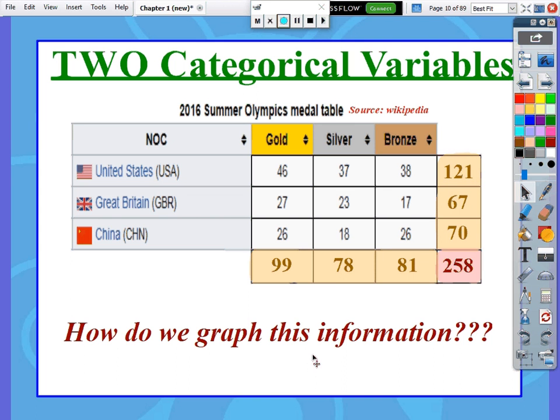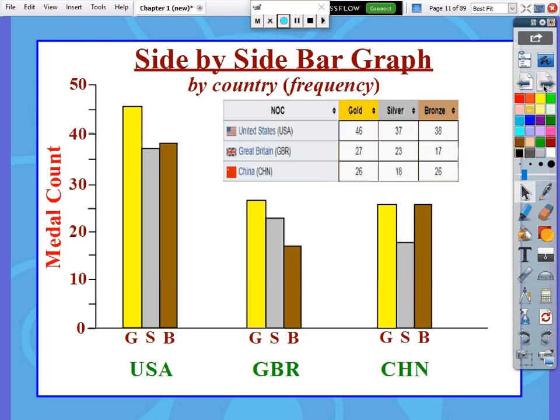So how do we graph this information? Because it's kind of hard to make a pie chart or a bar graph when there's multiple bar graphs or pie charts to be made here. So here's an example. We can use a bar graph, but we have to use a specialized bar graph, and it's called simply a side-by-side bar graph. So here's a side-by-side bar graph by country using frequencies. Remember, frequencies was just a fancy word for by count. So if I looked at the United States, and if I have this by country, then here's all the United States's, here's all Great Britain's, here's all China's medals.